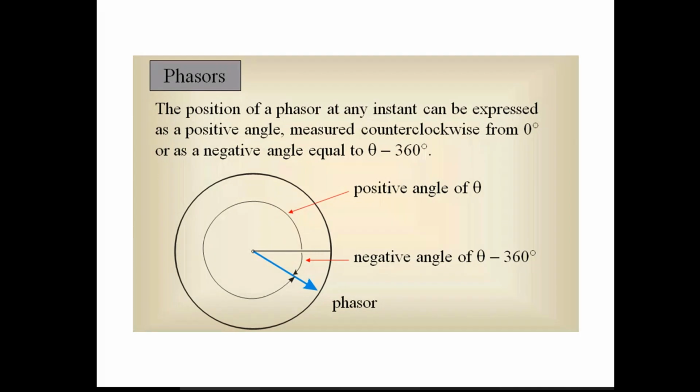So here, the position of a phasor at any instant can be expressed as a positive angle measured in the counterclockwise direction from 0 degrees, or as a negative angle equal to theta minus 360 degrees. This you must remember carefully. The angle of a phasor, a positive angle, should always be taken in the counterclockwise direction. This is theta, from here to here, that is positive theta. For a negative angle, the zero reference is here, so you measure backwards, in the clockwise direction. In the clockwise direction, the negative angle is written as theta minus 360. This is very important while you are finding phasors.